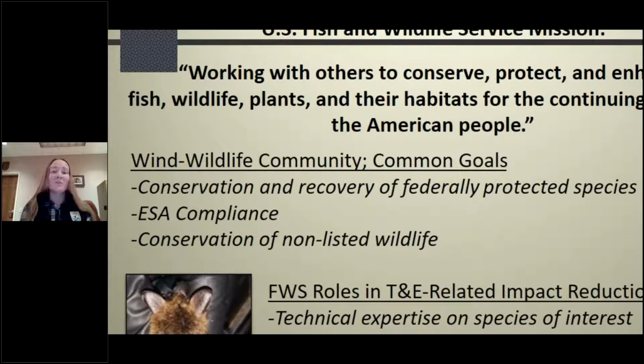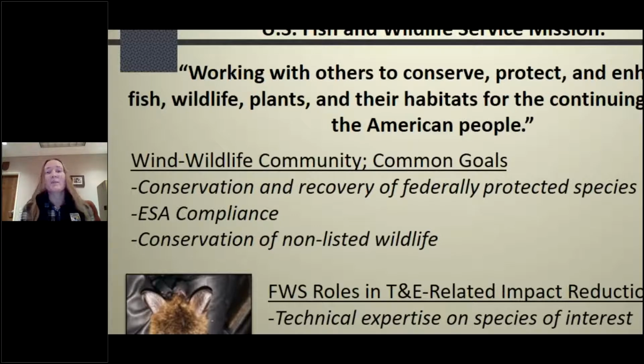And then, of course, the role of the Fish and Wildlife Service in threatened and endangered species impact reduction strategies. There's kind of three key ones that I see as my role in that. First, I can provide, and the service in general can provide, technical expertise on the species of interest that you might be researching or using an impact reduction strategy for. We certainly can participate in, where possible, and facilitate research on new conservation measures.